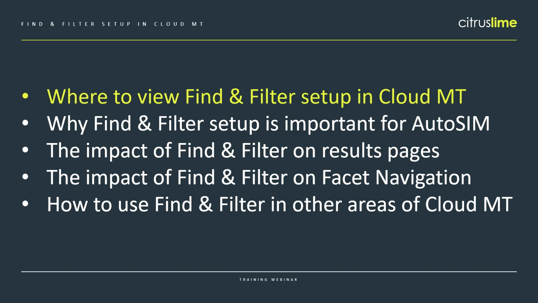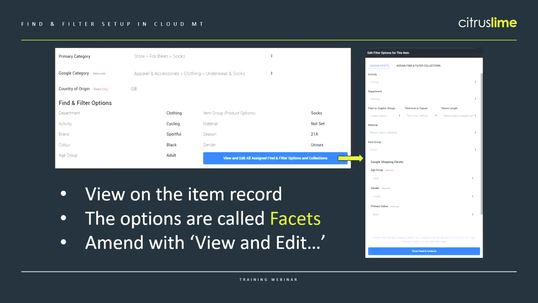Let's get going with our first topic, where we can view Find and Filter setup in CloudMT. If you're familiar with CloudMT, then you're probably already used to seeing the Find and Filter options on an item record. This area is at the bottom of the Item Essentials section, just below the primary category and Google category fields. This is where we can see the Find and Filter options that have been assigned to a particular item.